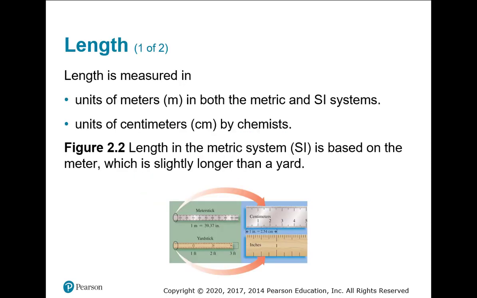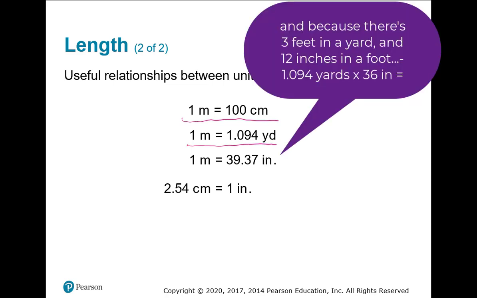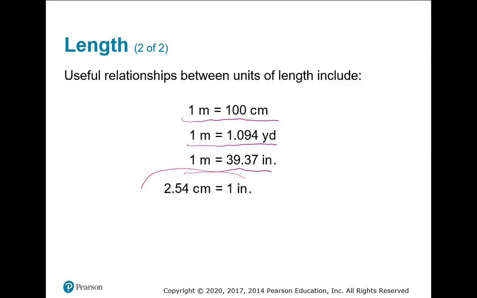The length of something is measured in units of meters in both the metric and SI systems. We also can get from meters to centimeters. A lot of us are used to using yardsticks, but the meter is slightly longer than a yard. Some useful relationships. 1 meter is 100 centimeters. 1 meter is also 1.094 yards. So we can then say 1 meter is 39.37 inches. We also know that 1 inch is 2.54 centimeters. These are all relationships with length.